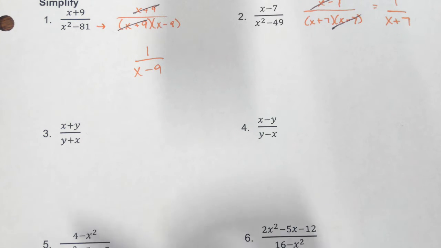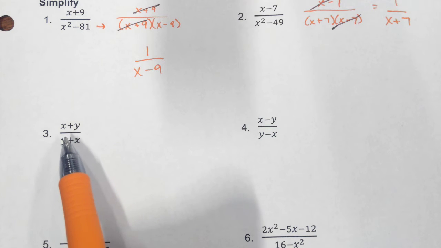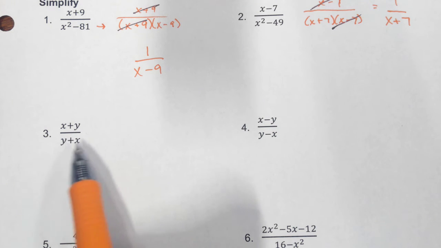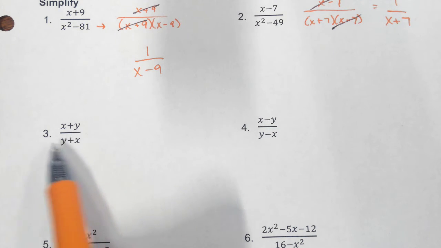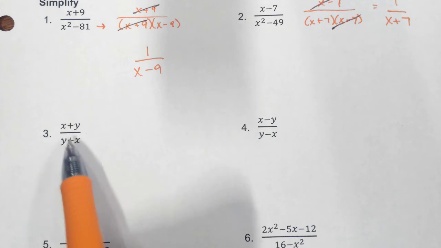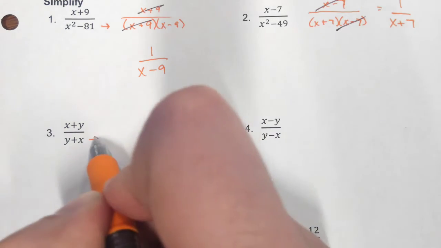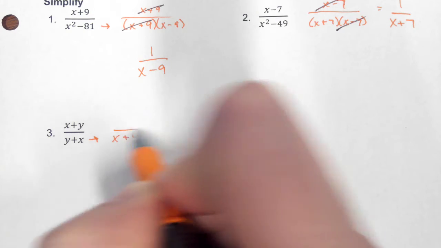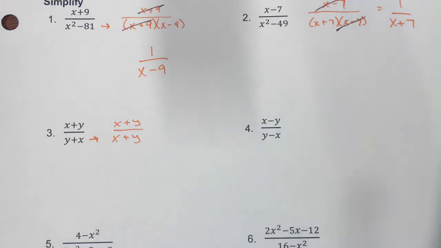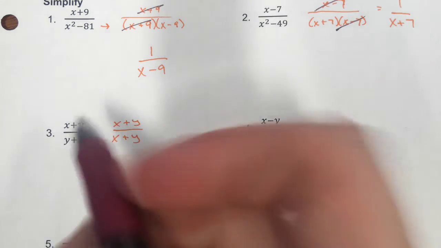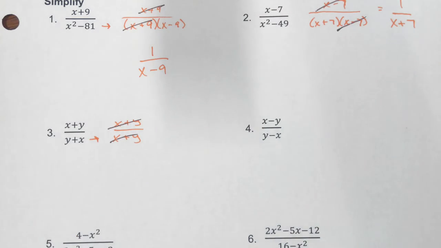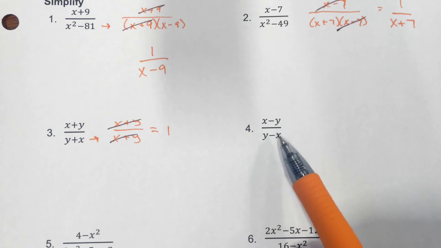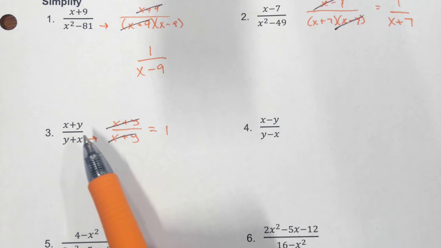Number 3, this one, it's just covering all our bases, make sure we see all of the examples. Look at the denominator. It's not in the right order. It's not in alphabetical order. You can rewrite that as x plus y. So look at that. Top and bottom are exactly the same. Something divided by itself is 1. If you cross everything out, you're left with 1. Don't put 0.